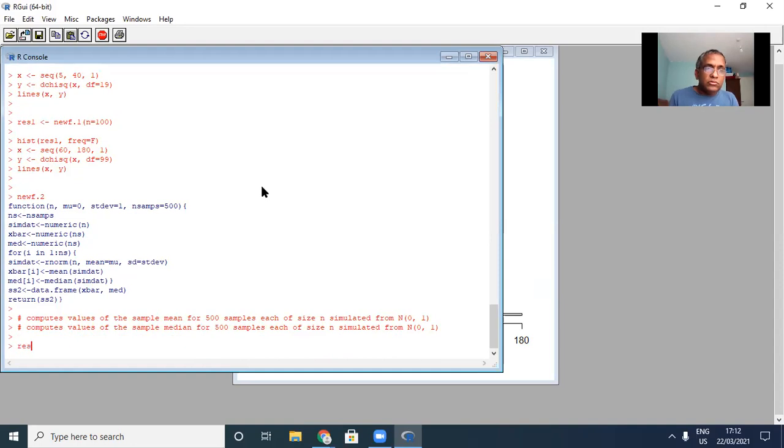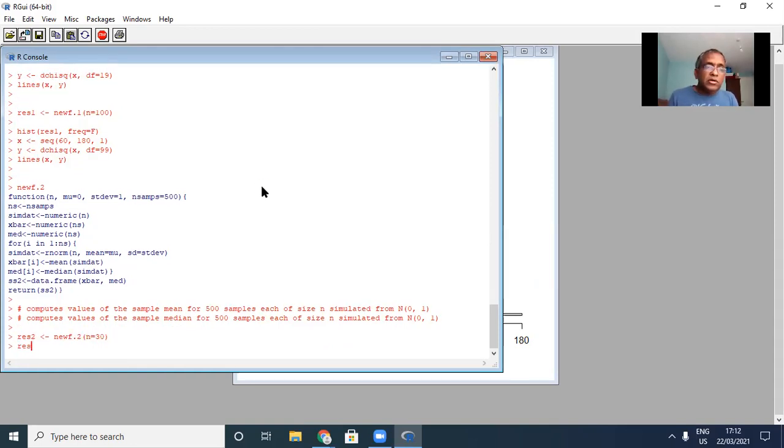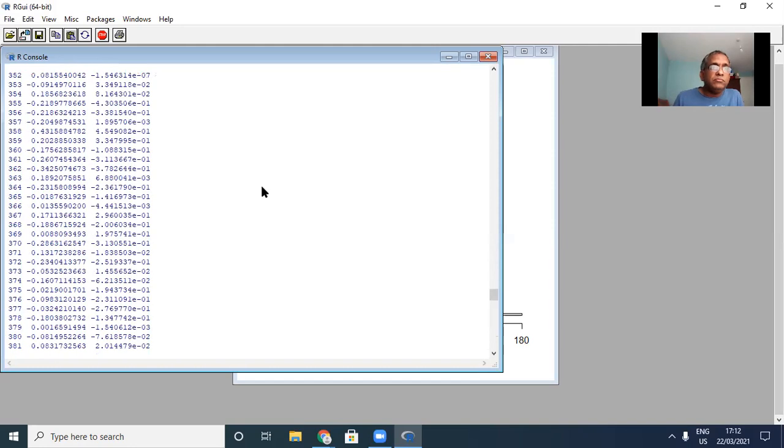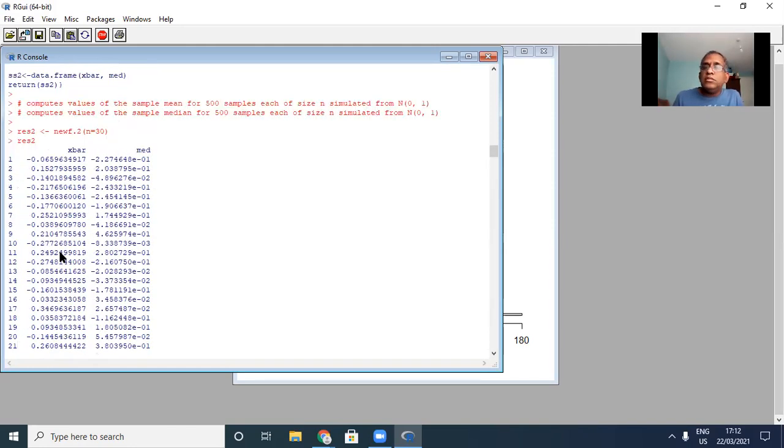Now let me illustrate this, right? So if you say res2 equal to newf.2 with n equal to, say, 30, now if you type res2, you will see this. You will see this, right? Sample mean for the 500 samples.